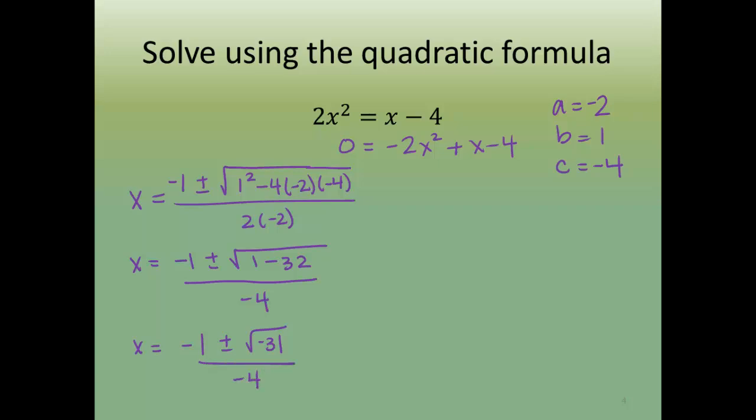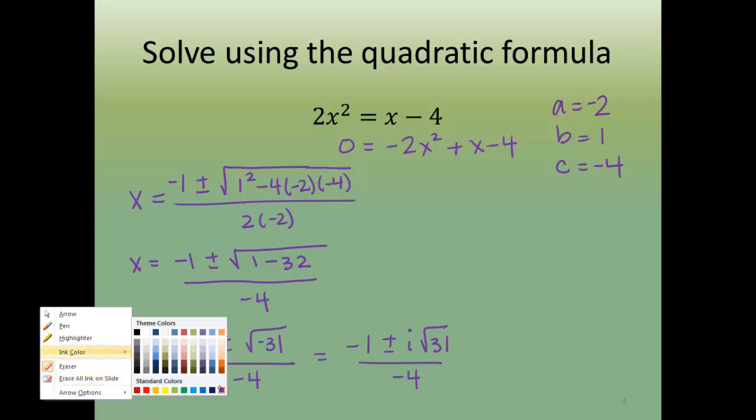I'm able to take out the imaginary unit, the square root of negative 1, which is the imaginary number that's inside of that. So this will simplify to negative 1 plus or minus i root 31, all over negative 4. Now some of you, had you moved the x and the negative 4 to the left-hand side, would not have these two negatives. In fact, those two negatives can simplify and cancel.